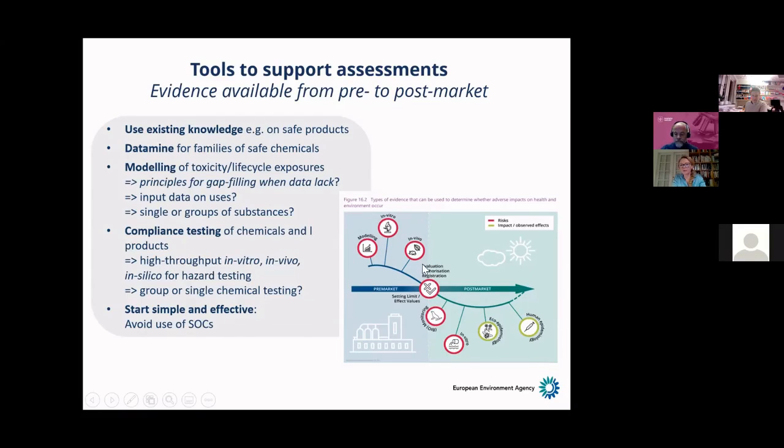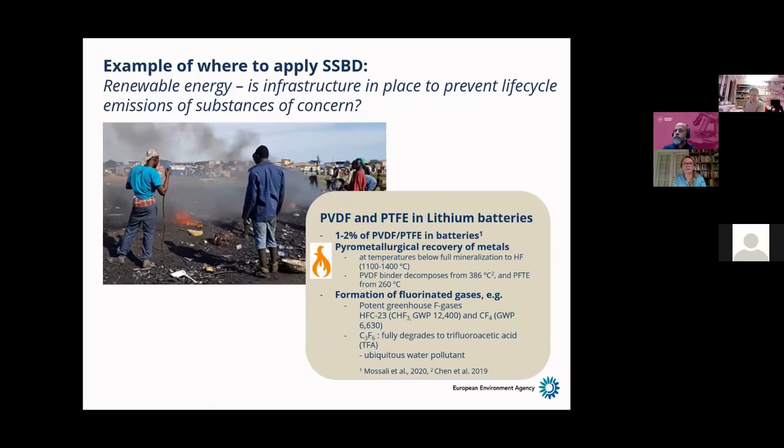And then once it gets into the market, we need the information on the compliance testing, and including methods of in vitro, in vivo, and in silico for hazard testing. And again, perhaps we should start simple and effective and use the substances of concern, and then over the time, the models will probably be developed. So just 2 very quick examples where I think this could really be applied.